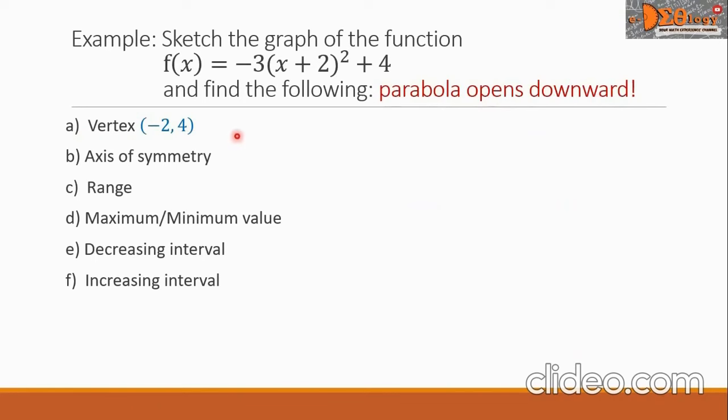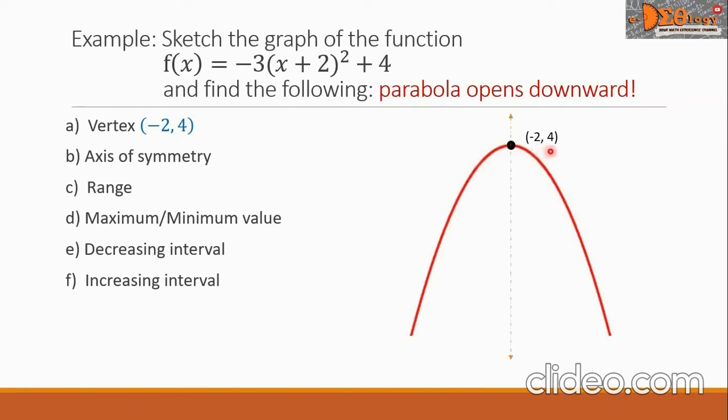Since the vertex is known, and we know that the parabola opens downward, we can now draw the parabola. So we have a parabola here that opens downward, and the vertex is the highest point. That is now the point -2, 4.